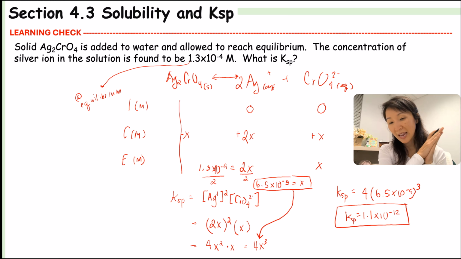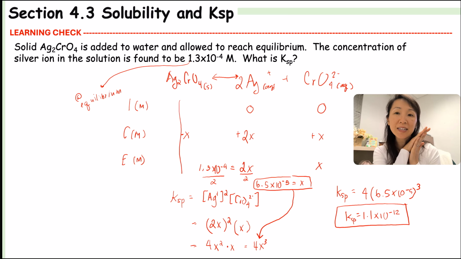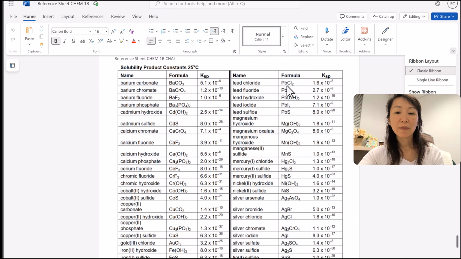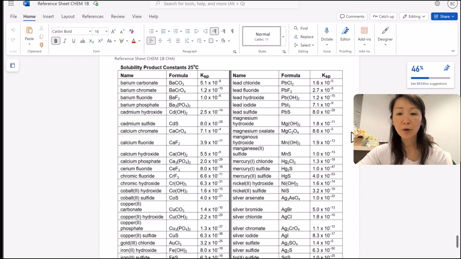And then we're going to take this and compare this value to the dissociation constant chart, and that's in your reference sheet. So take out your reference sheet. If you look at this reference sheet, you will find silver chromate in this corner. You can see the Ksp for silver chromate is 1.1 times 10 to the negative 12. So it worked out very well.